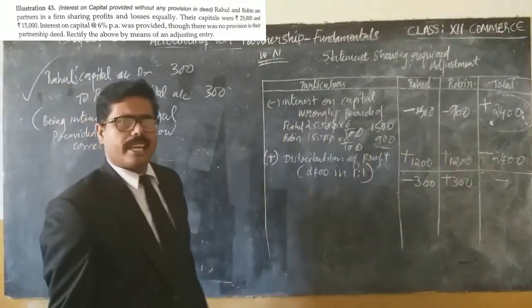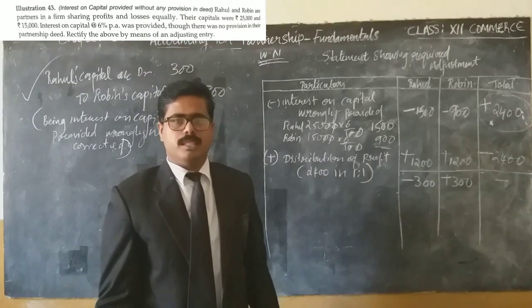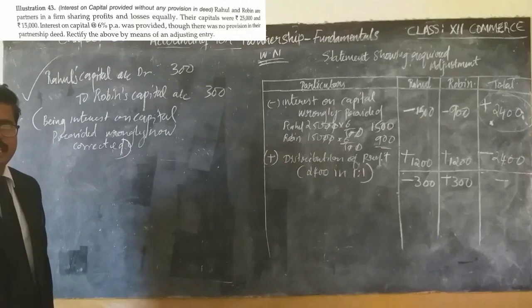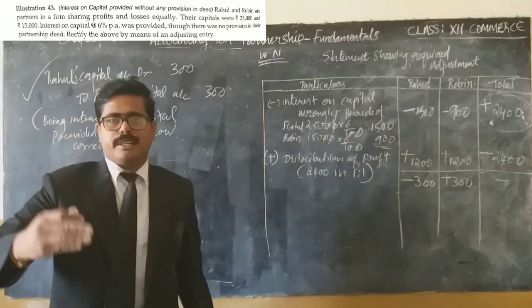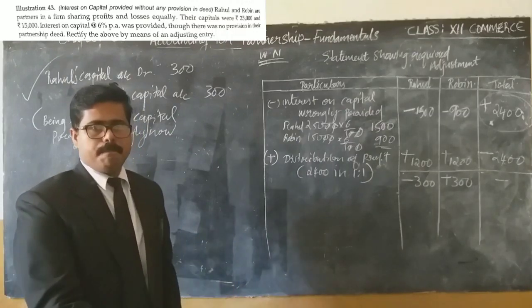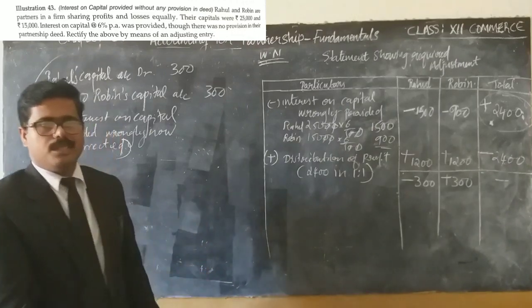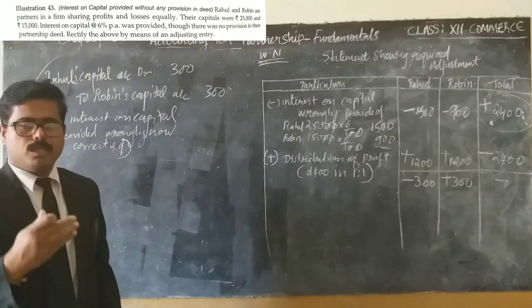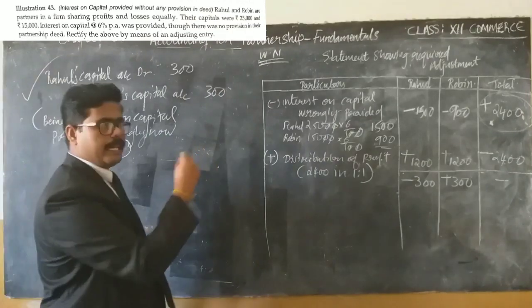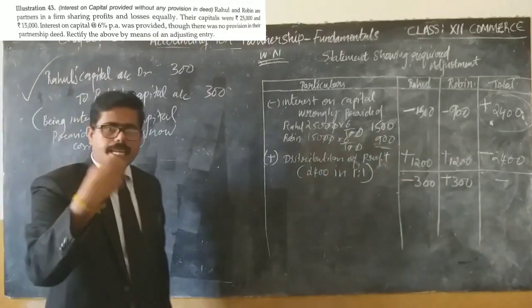You can do your own calculations to find the answer. Calculations are not important here. All you have to do is pass the adjustment entry. Different teachers may use a different method for their calculation. As per my method, a simple method I used here, whatever wrong or mistakes we did will be corrected. Here we provided interest on capital wrongly, so we corrected it by taking it back.